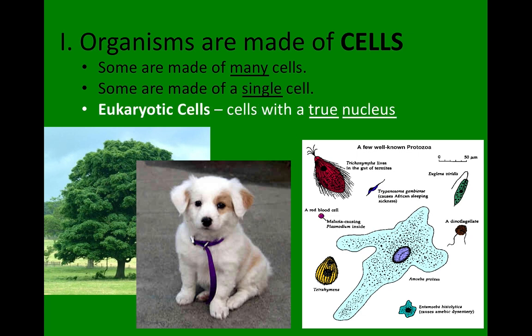And finally, the word eukaryotic. Eukaryotic cells are cells that have a true nucleus. Eukaryotic cells are the cells that you learned about in your cells unit. You built your model about a eukaryotic cell last year. Those are eukaryotic cells, cells with a nucleus.